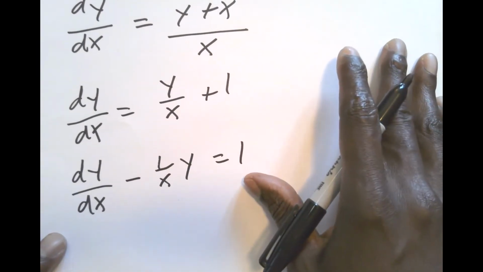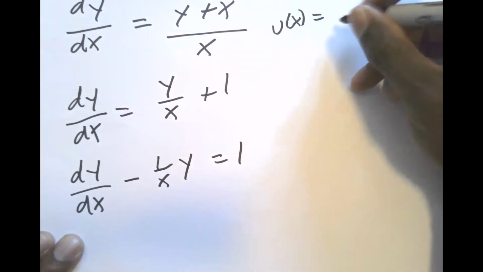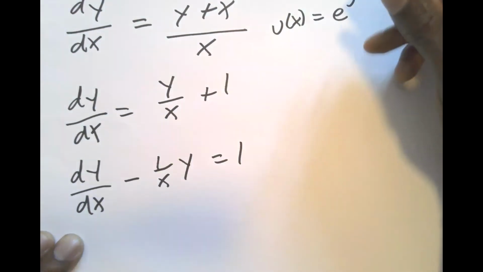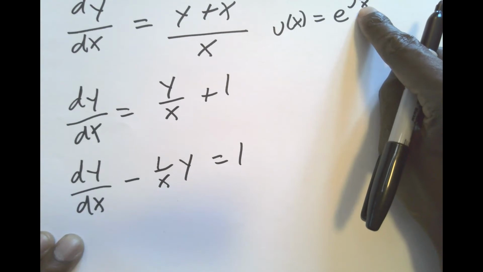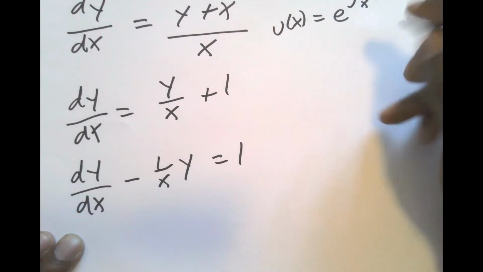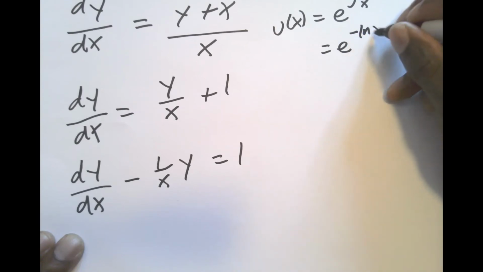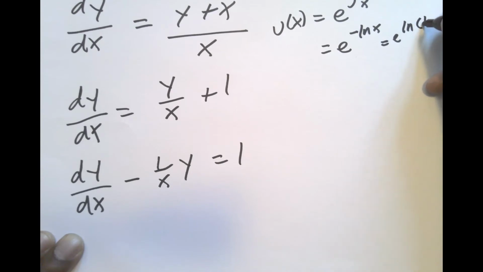All right, and so now we'll find our integrating factor. So u of x will be e to the integral, negative because of this negative sign, of 1 over x dx. Of course, that integral is ln x, and so this is e to the negative ln x, which is e to the ln 1 over x. And of course, e to the ln anything is anything, and so this is going to equal 1 over x.